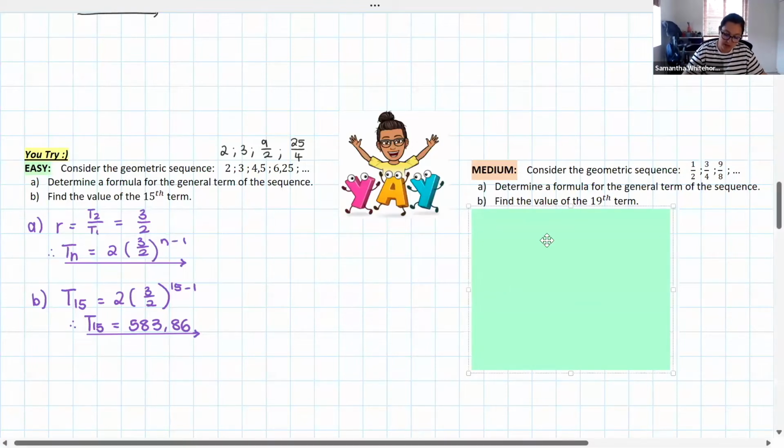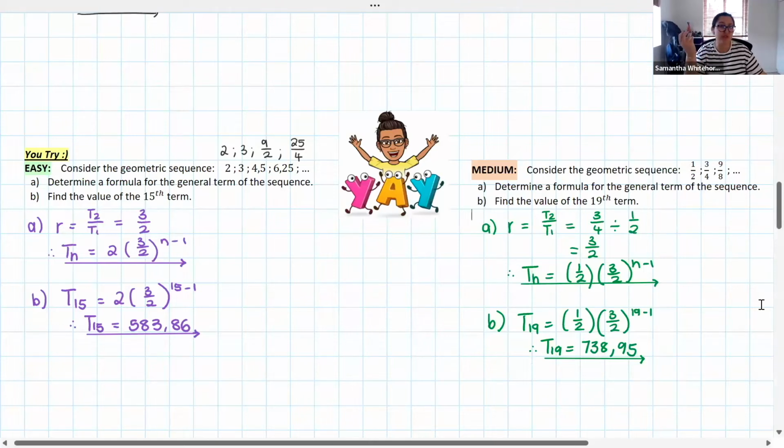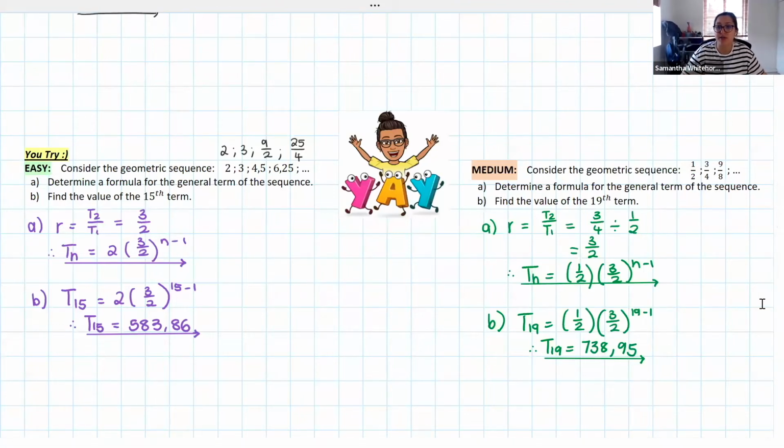Right, if you did the slightly trickier question, with just a few fractions involved, and sometimes fractions freak us out. I gave my grade 10s a fraction question today, and I've never heard so much complaining in my life. So fractions freak us out, and that's okay, but we do need to be able to deal with it. So here, your common ratio was 1.5 or 3/2. Your first term was a half, sub it in, got your value, or got your general term, done.